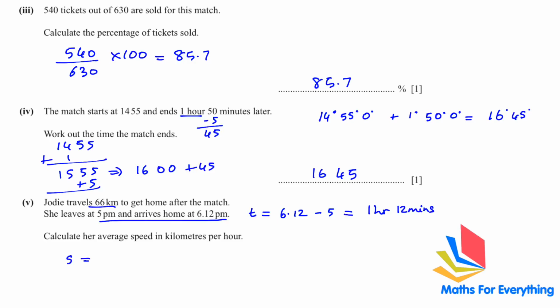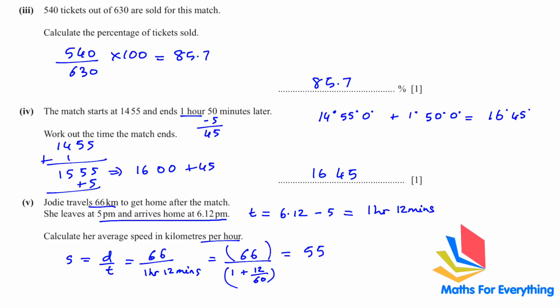To find speed, we use the formula distance over time taken. So 66 divided by 1 hour 12 minutes. But we want the answer in hours, not in minutes. So 1 hour plus the 12 divided by 60, because 12 minutes are there. To convert it to hours, we divide by 60. Put this whole thing in the calculator and you will get 55 kilometers per hour.